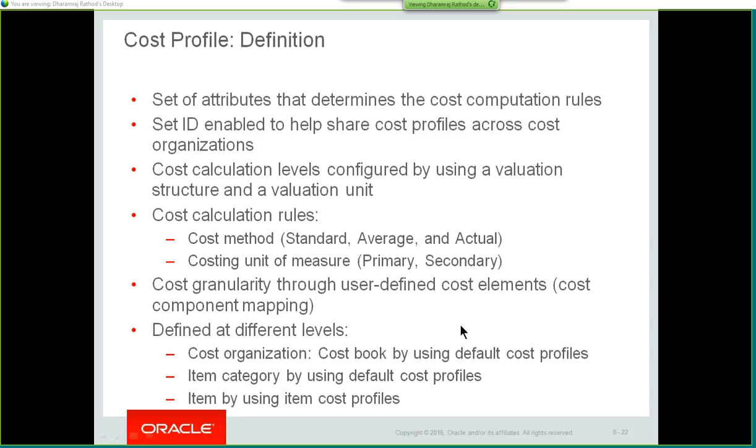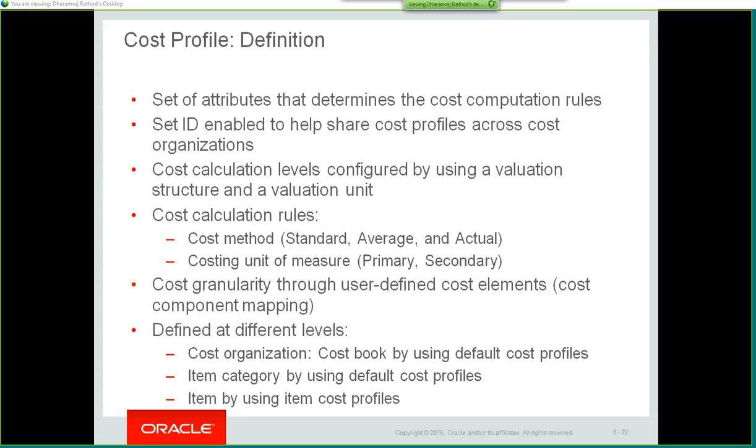Okay, so we talked about it. Cost profile we already talked about, so I'm not going to go over it. As I mentioned, you will have your cost method, you will specify in which currency, in which UOM you want to cost, what is your valuation unit and valuation structure, and so on. So whenever you look at the cost, as I mentioned, you could have sub-inventory, and sub-inventory could have different average cost. Whenever you look at the cost, you would be able to look at it by cost organization, cost book, and the valuation structure or the unit.